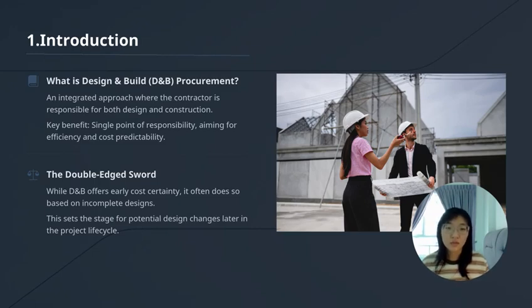It is a method where the contractor handles both design and construction, providing a single point of contact. This aims for efficiency, but there's a catch. The fixed price is often agreed upon before the design is fully complete, which can lead to changes down the line.